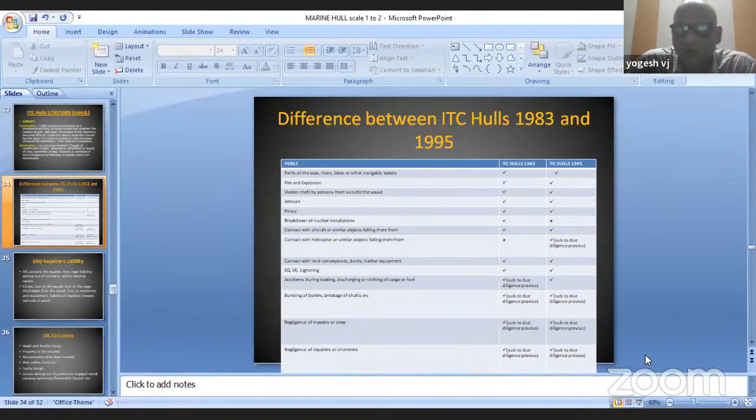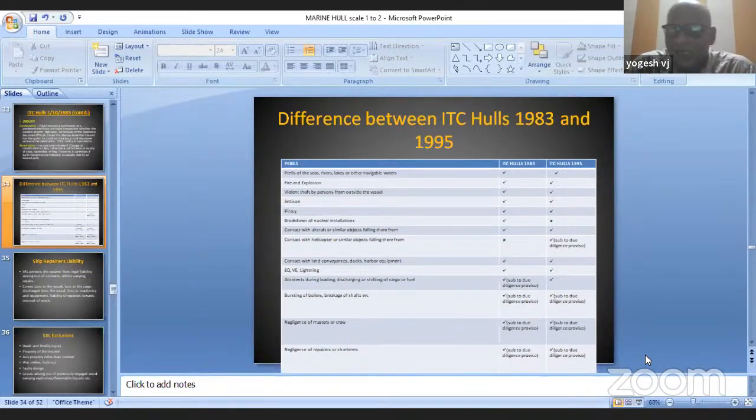आगे देखो, contact with helicopter and similar objects falling therefrom, 83 में no, 95 में due, subject to due diligence provision, मतलब it is covered. What if the object falls on it? It is covered in 1995, it is not in ITC Hulls.